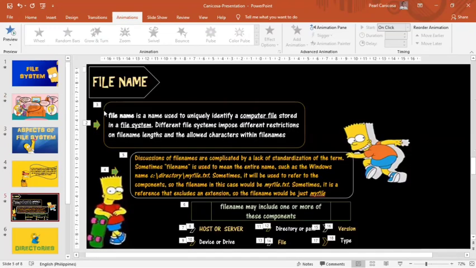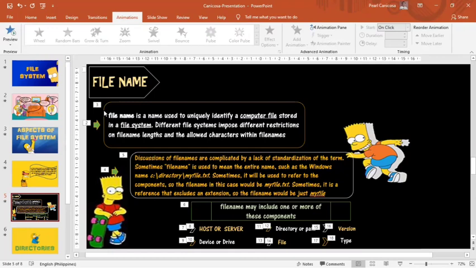File name. A file name is a name used to uniquely identify a computer file stored in a file system. Different file systems impose different restrictions on file name lengths and the allowed characters within file names. Discussion of file names is complicated by lack of standardization of the term. Sometimes file name is used to mean the entire name, such as Windows name, directory /myfile.txt. Sometimes it is used to refer to the component, so the file name in this case would be myfile.txt. Sometimes it is a reference that excludes an extension, so the file name will be just myfile.